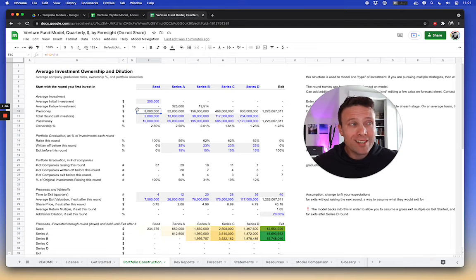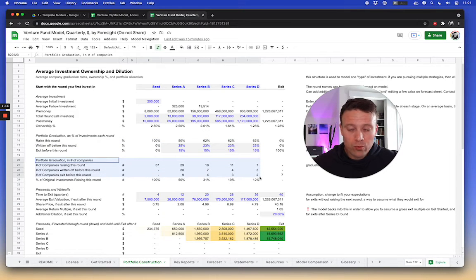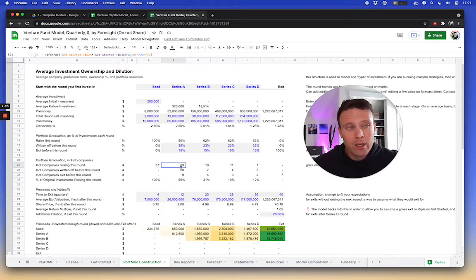So I usually set up a structure like this to say, look at what the average initial investment is, and then what are the expectations in terms of the rounds? And then I set up these graduation rates. And then I'll calculate what those rates mean in terms of actual number of companies, in terms of how many initial checks you make, and how many companies raise each additional round.